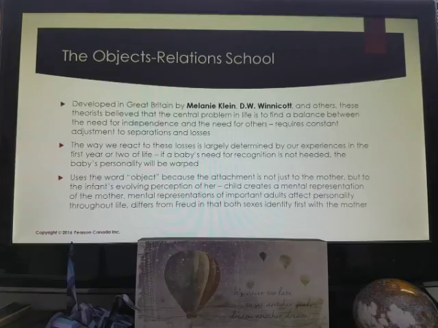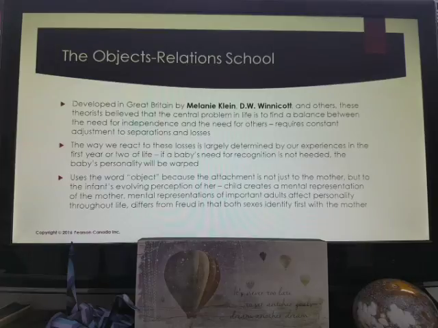So they said if a baby's need for recognition is not heeded within this first year or two, the baby's personality would be warped. So as they grow up, they're not going to develop their personality properly. We use the word object when we're talking about the object relation school because the attachment is not just to the mother, it's not mother relations, but to the infant's evolving perception of her. So the child creates a mental representation of the mother as well as other important adults, and these mental representations affect their personality throughout life.